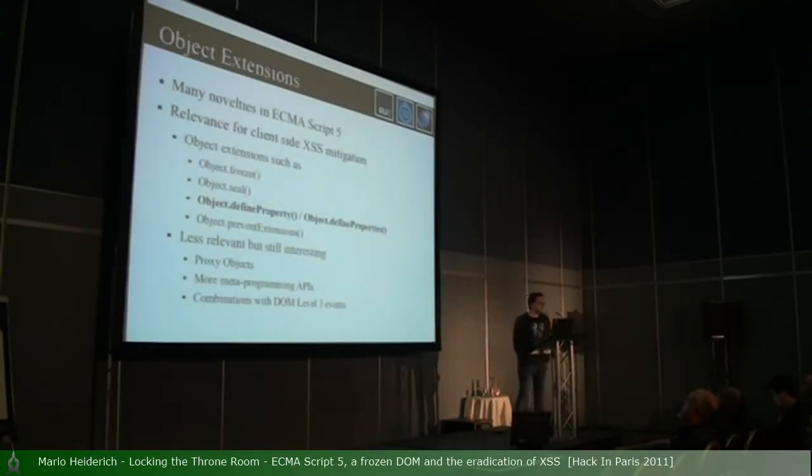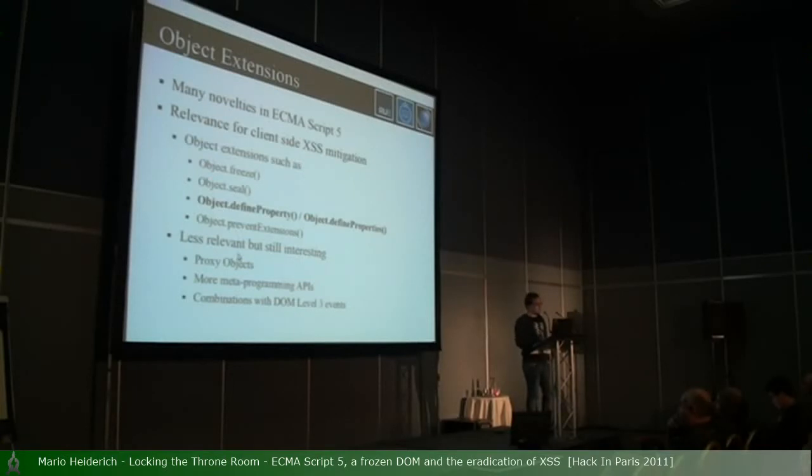The basic novelty we have with ECMAScript 5, the most important novelty in my eyes regarding client-side XSS mitigation or even eradication, are the object extensions. So now we have Object.freeze, Object.seal, most importantly Object.defineProperty, and Object.preventExtensions, and some other methods which are there but not that relevant for us right now.